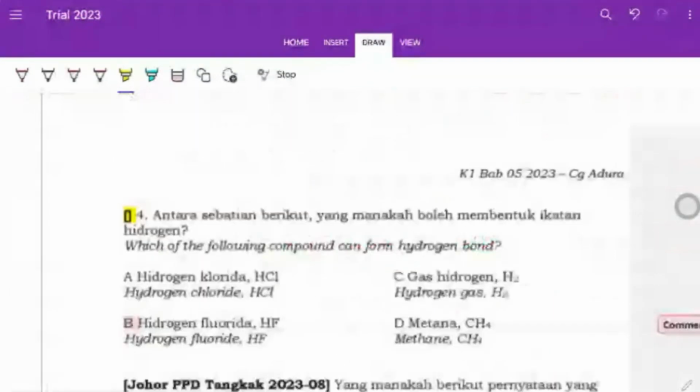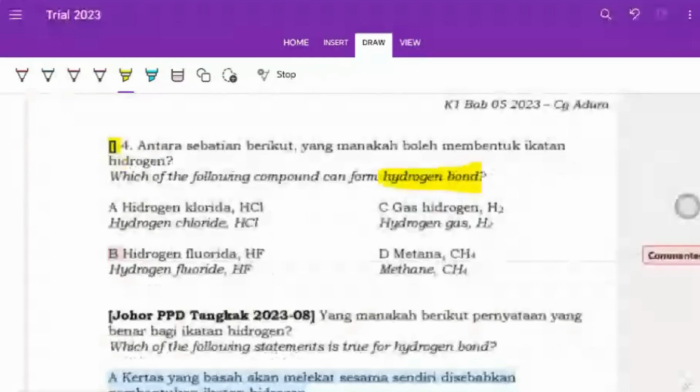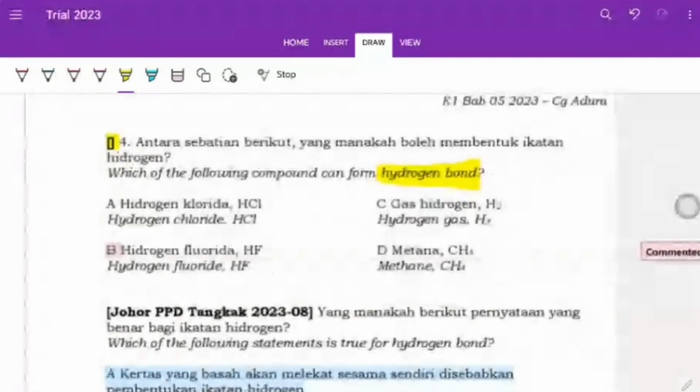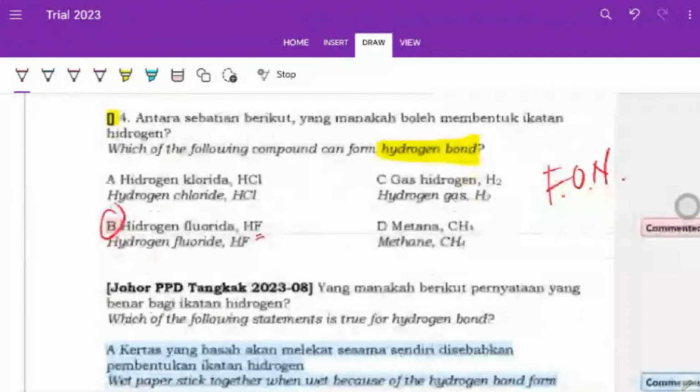Okay, now next question. Which of the following can form a hydrogen bond? For hydrogen bond, you search for what? F, O or N. See whether you have fluorine. Yes, got it here, right? O, no more. M, no. So only B.